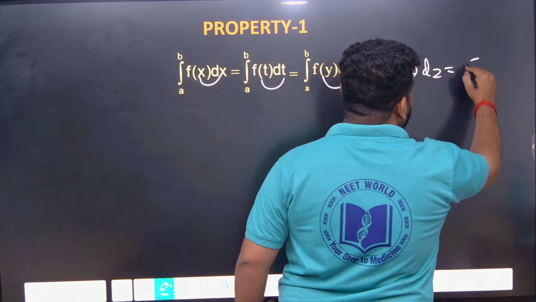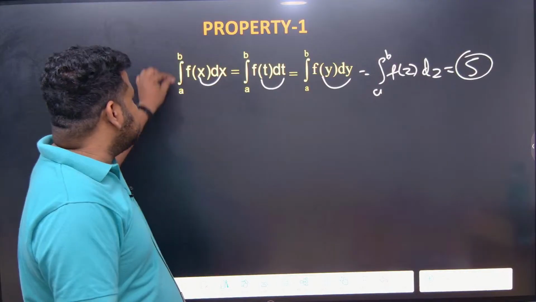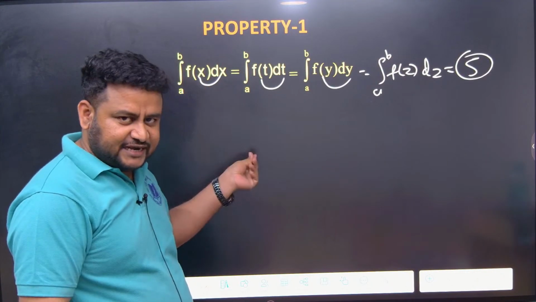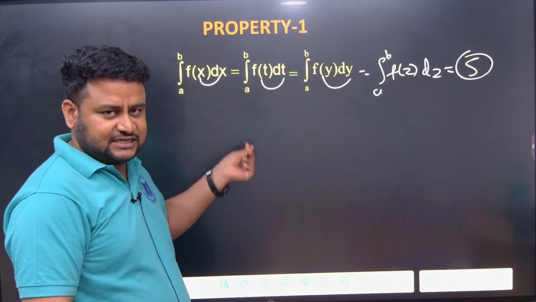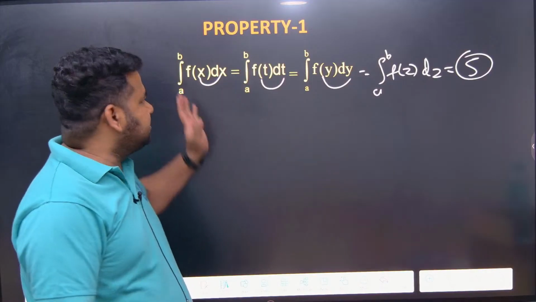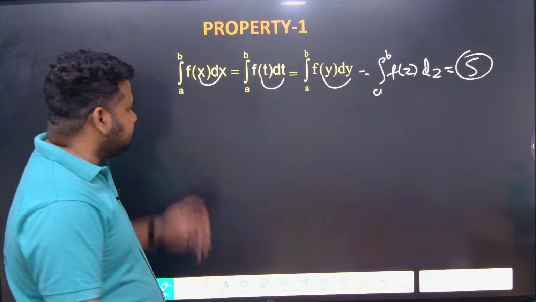Suppose we are getting the value as 5 as the answer. It does not matter if the variable is changing unless and until the bound is changing. A to b, when the function is the same, whether you are having sin t or sin x or sin y or sin z, does not matter, you will be getting the same value. This is what the first property says.